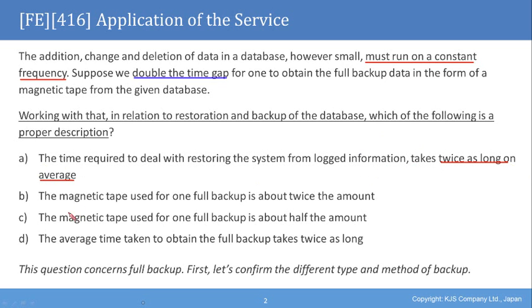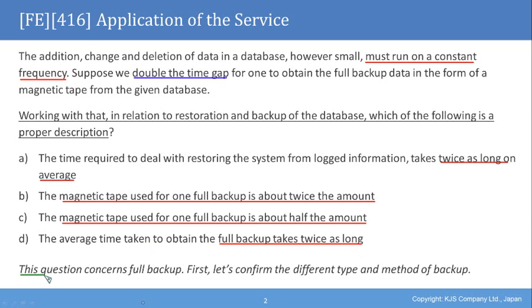Option B says the magnetic tape used for one full backup is about twice the amount. So the tape is twice the amount. Option C says the magnetic tape used for one full backup is about half the amount. So in fact it goes the other way. Or option D says the average time taken to obtain the full backup takes twice as long. Again, we're talking about the average time. In fact, you will have noticed that the question concerns a full backup.